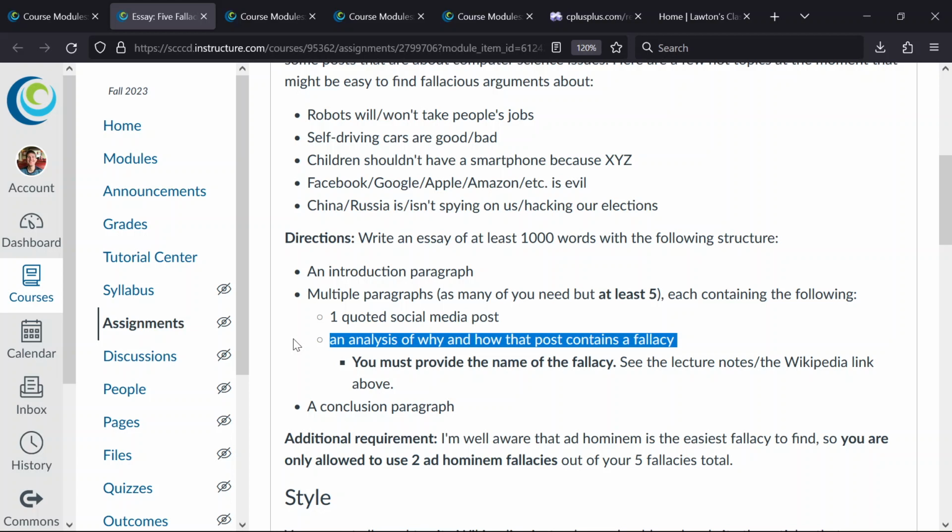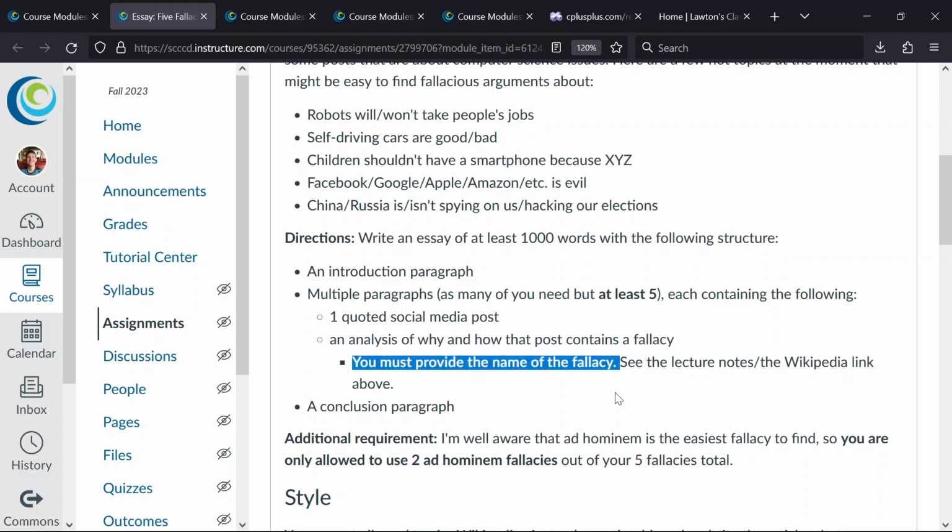All right? So it's very easy to search for, maybe go to a politician's Twitter or something and just hang out there. It's going to be very easy to find fallacies, I promise. And then you find the fallacy, you quote it, you analyze why it has that fallacy, and make sure you give its name, right? Because every fallacy has a name. This is a straw man. This is an ad hominem. Remember all those?